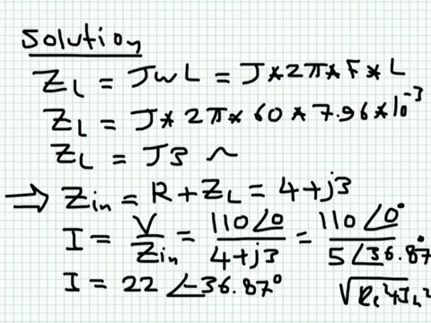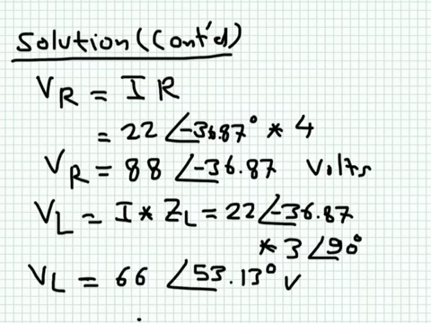Now that we have the current, we can get the voltage drop across the resistor and the voltage drop across the inductor. The voltage drop across the resistor is simply equal to IR, very simple. We already determined what I is, it is this phasor, 22, the RMS value, angle of minus 36.87. The resistor is 4, which is 4 angle 0. When you multiply two complex numbers, 4 will multiply 22, and the angle 0 will add to minus 36.87, so it remains minus 36.87.